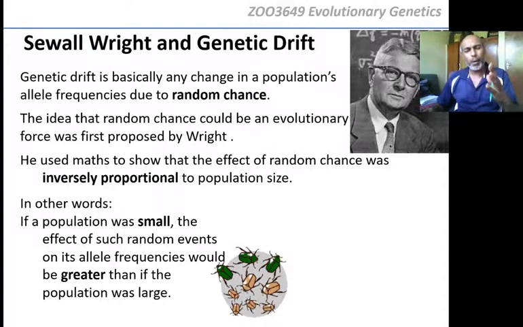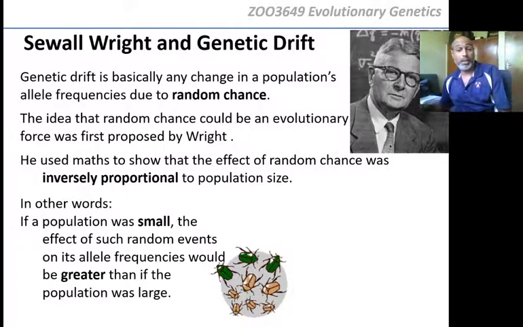Okay? And I want to give you a demonstration, just so that you get that into your head and you will never forget it. Okay? Because you can't forget this. This is basic population genetics, and you need to understand this to get to the next sections of 3649 even. Right? So you better understand here what is genetic drift and why is it affected by population size.